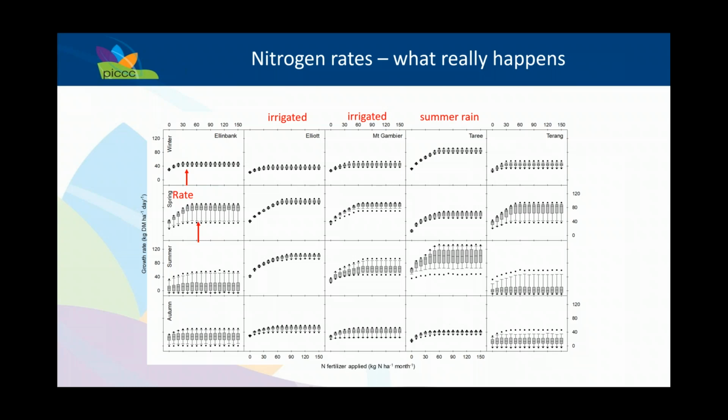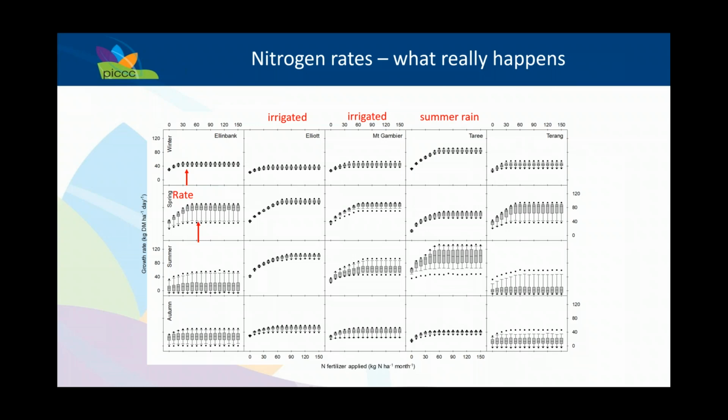Taree, again, because it's New South Wales, that's an oversown annual ryegrass with kikuyu, and you can get boom or bust in summer with kikuyu because you can get some summer storms that give you a great response to nitrogen, or you could have a dry summer where the storms don't arrive and no response to nitrogen, very uncertain without irrigation. And Terang looking more like Ellenbank.